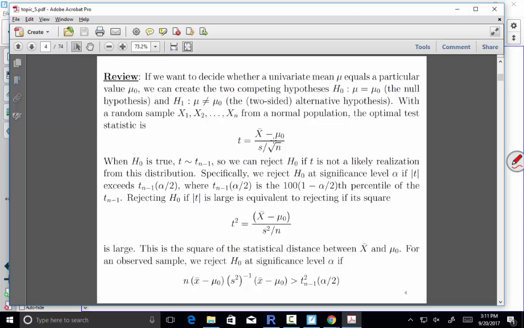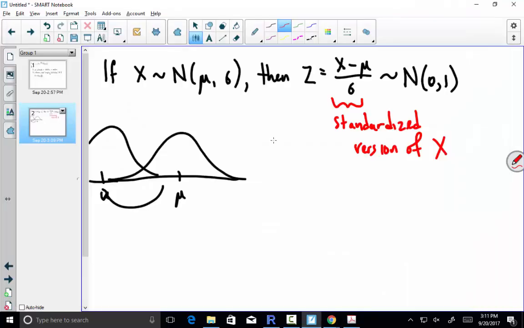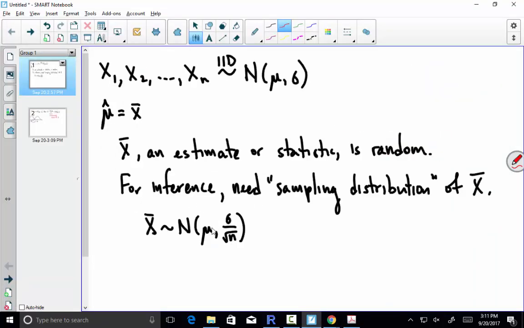So based on what we just saw, a couple of things. One, the sampling distribution of x bar is normal. Its mean is mu, and its standard deviation is sigma over the square root of n. So if I were to do x bar minus mu divided by sigma over the square root of n, what would be the distribution of that?